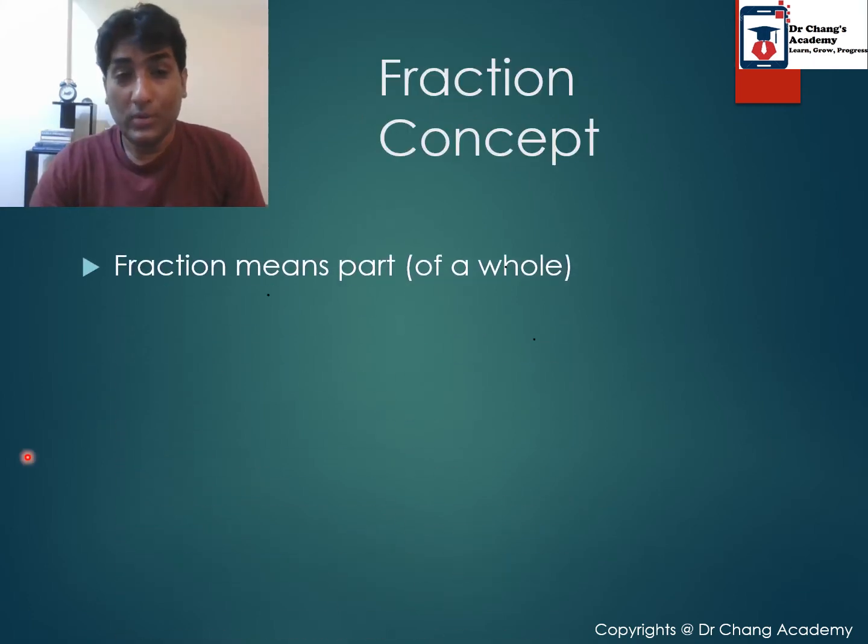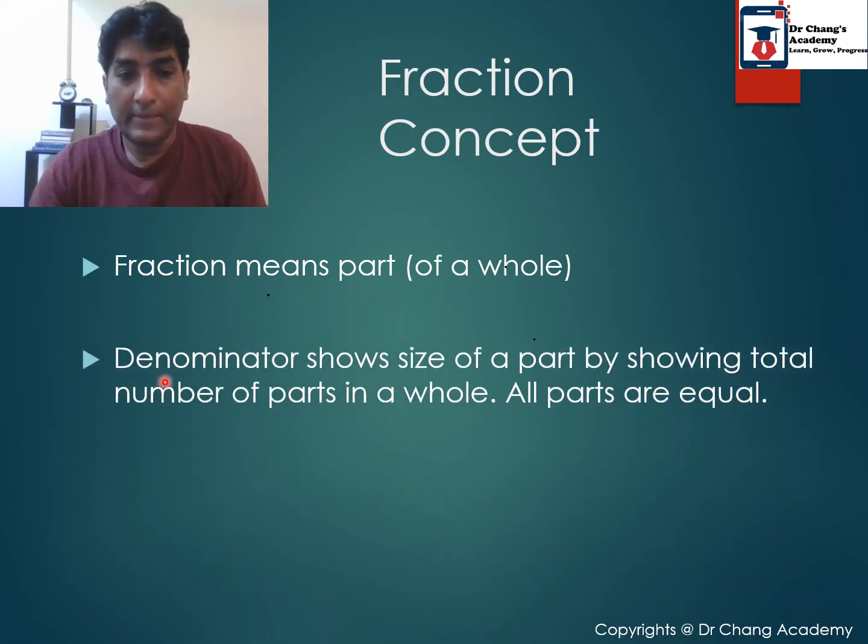Okay, so what we learned from this discussion is that a fraction means a part of a whole. So we use fractions to write parts in reference to a whole. And a fraction has two numbers, one above the line and one below the line. The one below the line is the denominator, which shows the size of a part by showing the total number of parts in a whole. And all parts are equal.